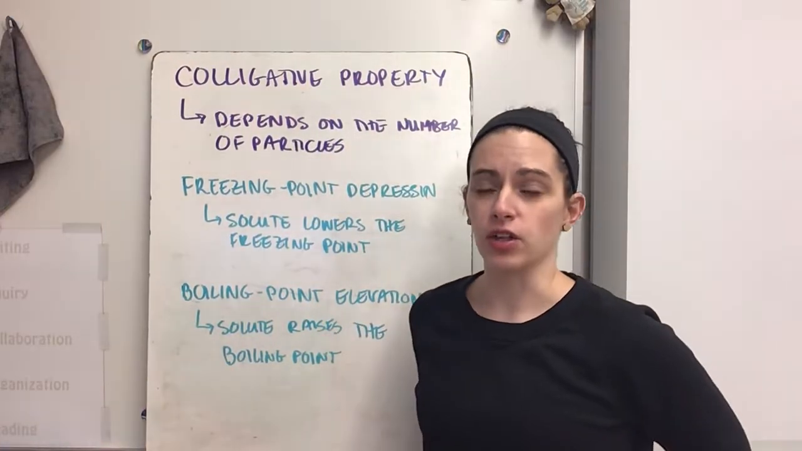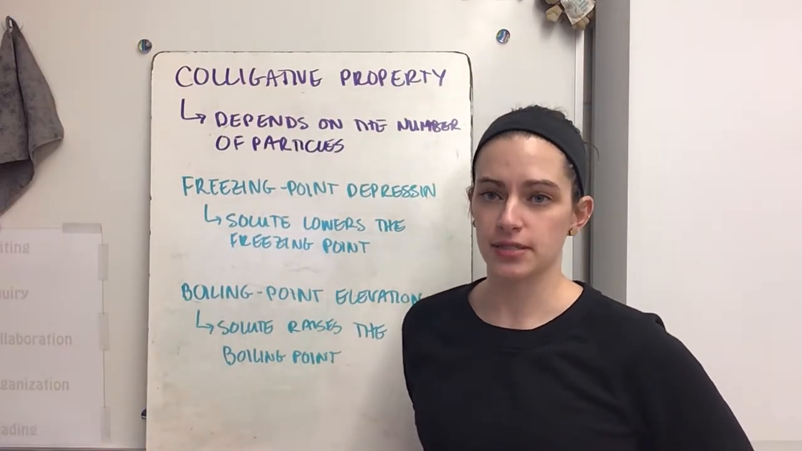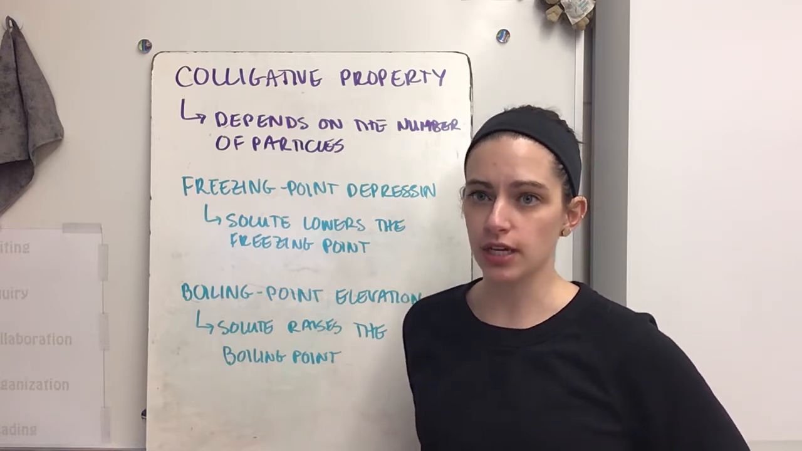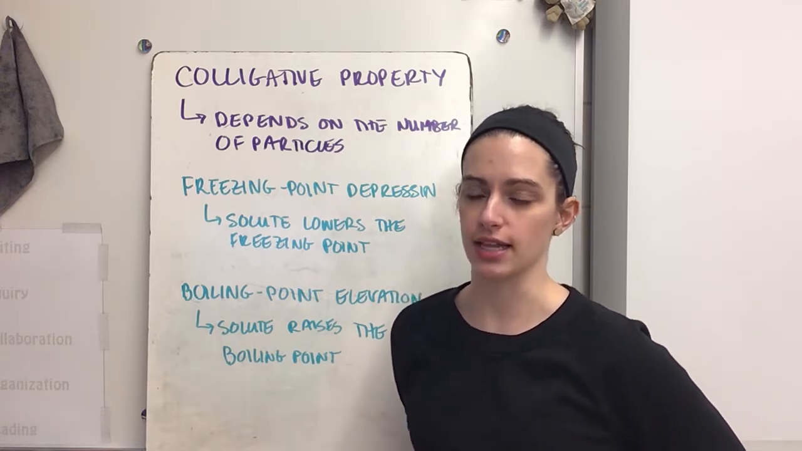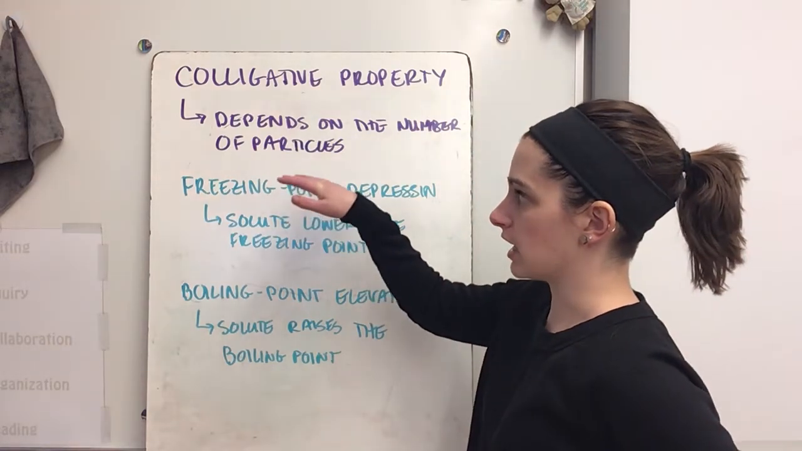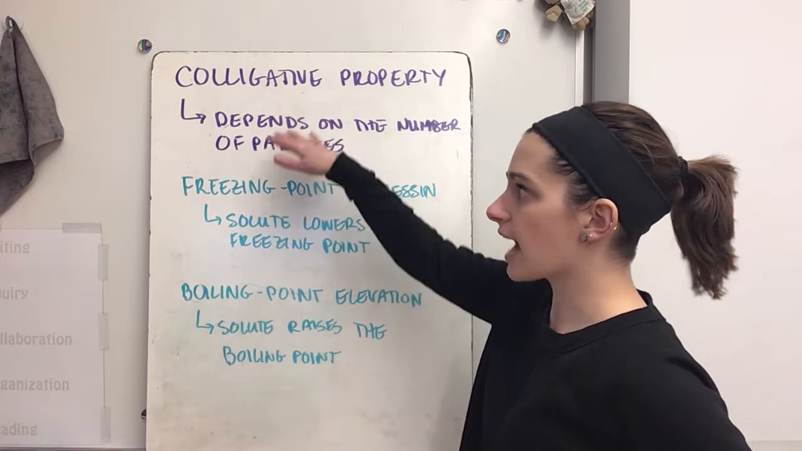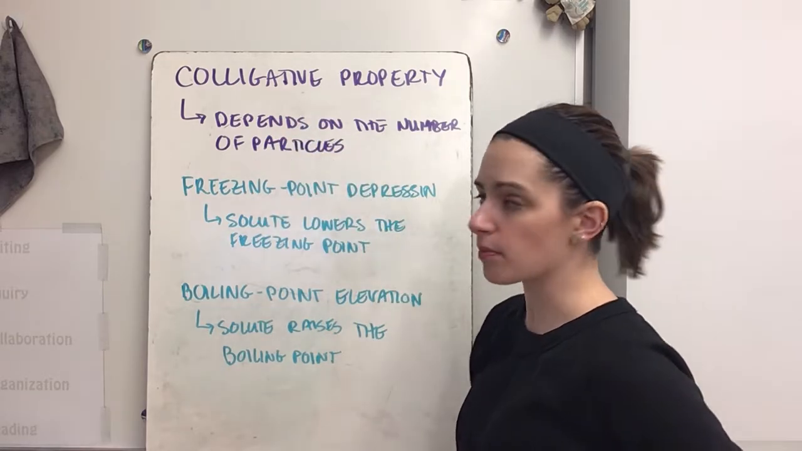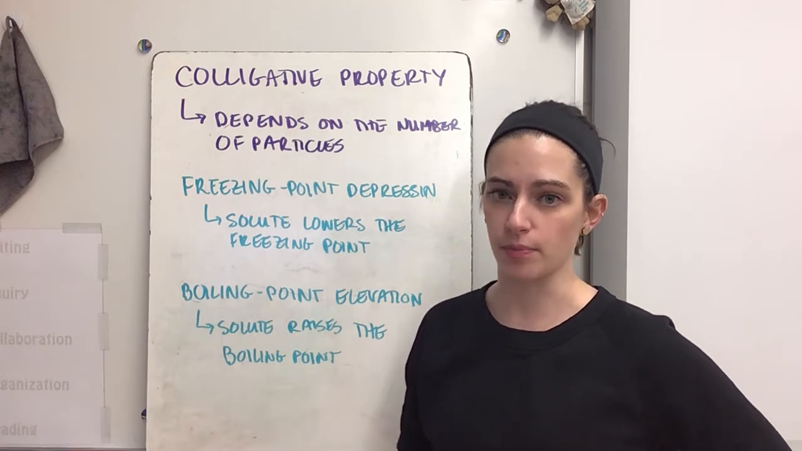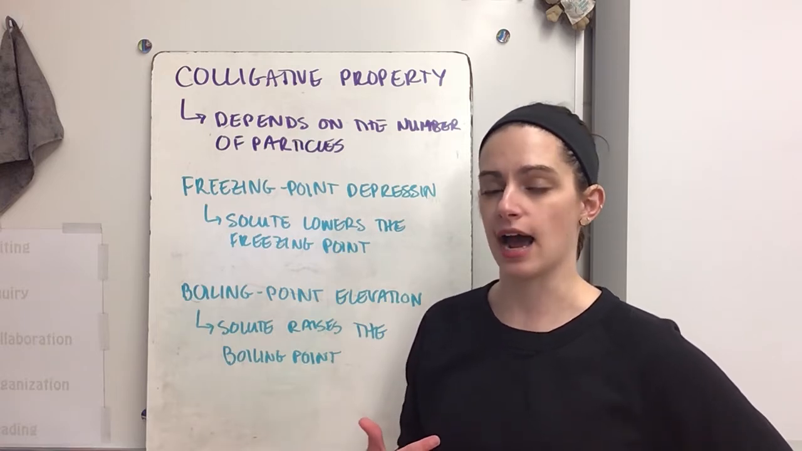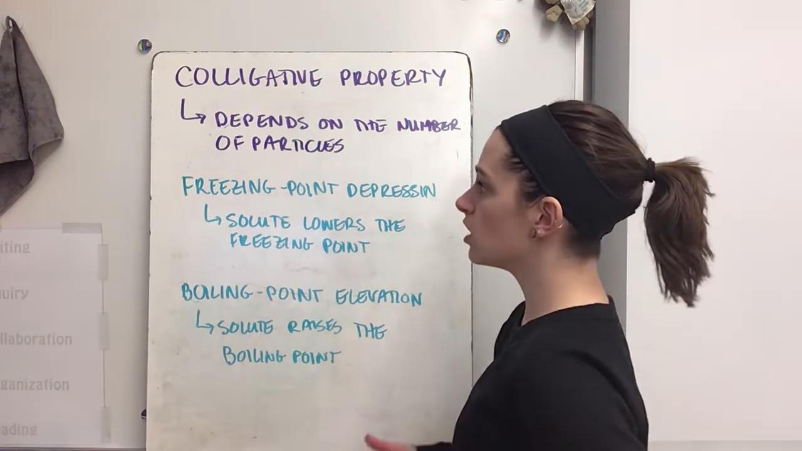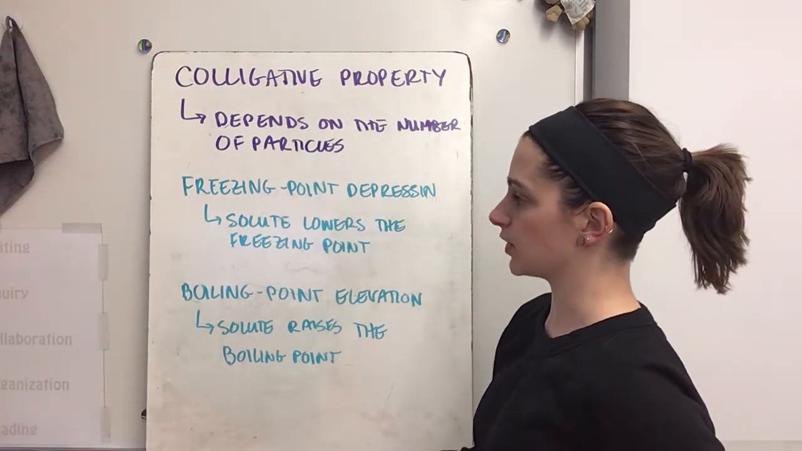So in this video, we're going to look at what are called colligative properties. Colligative properties are properties of a solution that depend on the number of particles that are in the solution. So when we're looking at things that are considered colligative properties, there's going to be some sort of concentration involved with the property, because that is looking at how many particles of solute are in the solution.